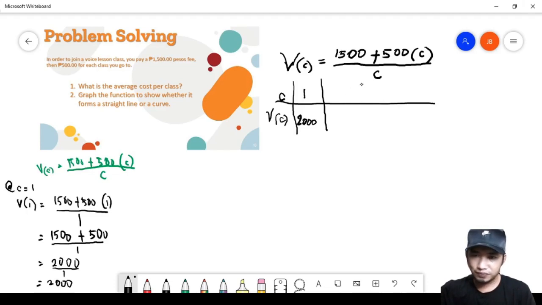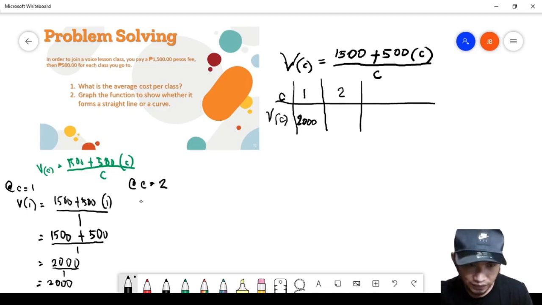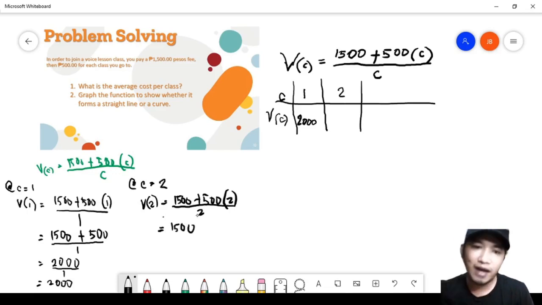Next, if you like both rap and rock, you enroll in two classes. At C equal to 2, V of 2 is 1,500 plus 500 times 2 all over 2, which is 1,500 plus 1,000 divided by 2.